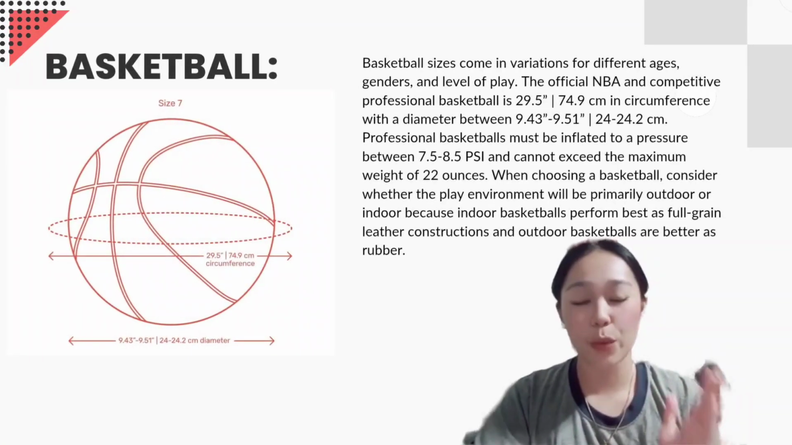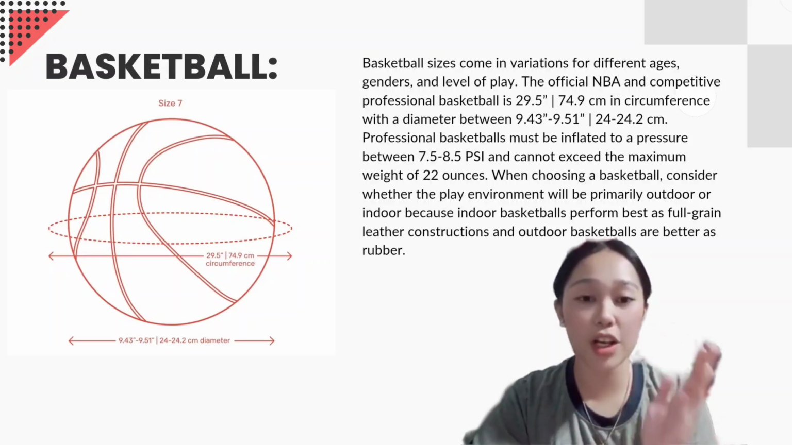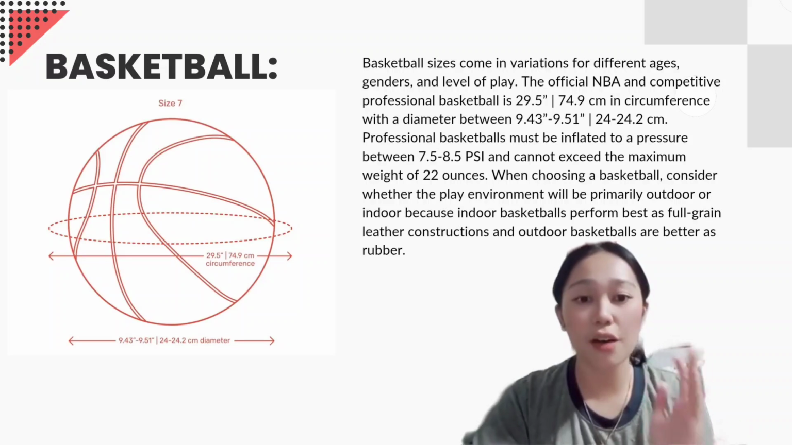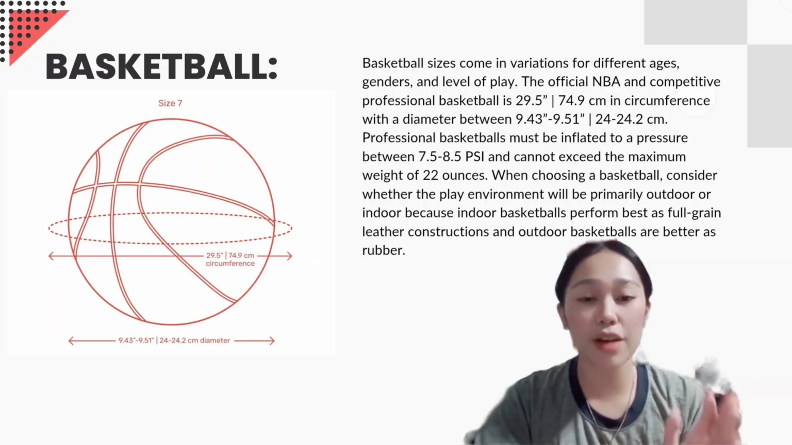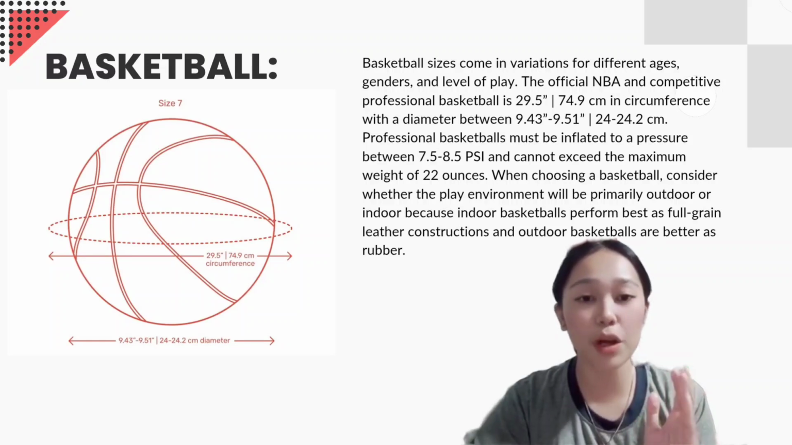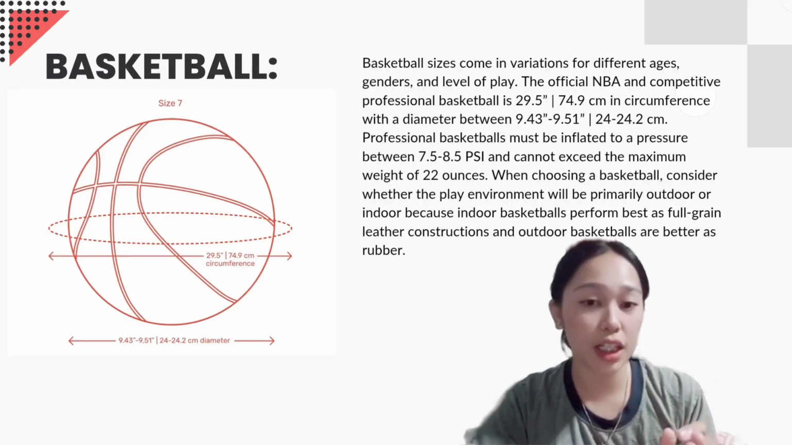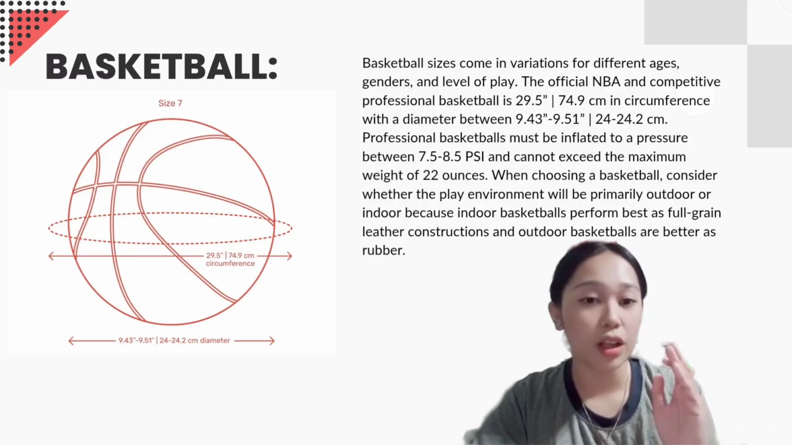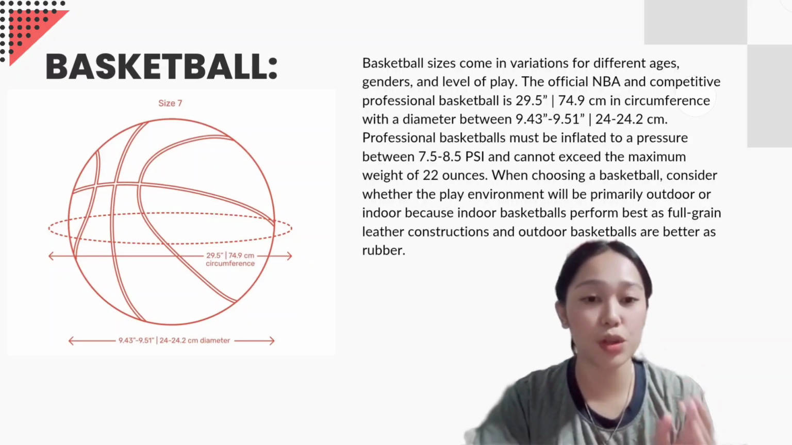So, basketball. We are now referring to the ball, not the game. Basketball sizes come in variations for different ages, gender, and level of play. The official NBA competitive professional basketball is 29.5 inches, or 74.9 centimeters, in circumference, with a diameter between 9.43 and 9.51 inches, or about 24 to 24.2 centimeters.